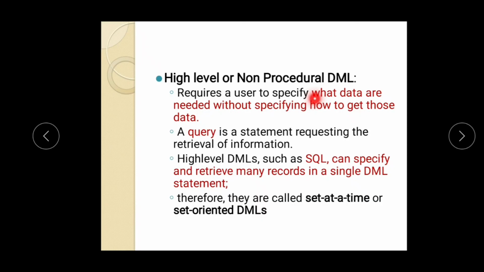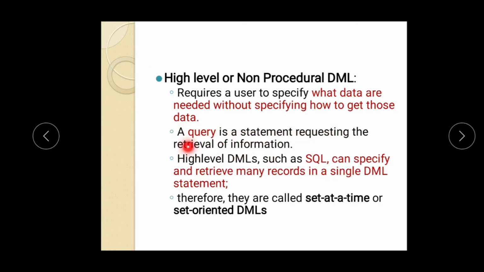But in procedural code, we have to specify both things: what data we need and how to get that data. Here we don't need to write code for how to get the data. So instead of writing this procedural code, we'll be writing small programs, and these small programs are called queries. A query is a statement requesting to retrieve information.